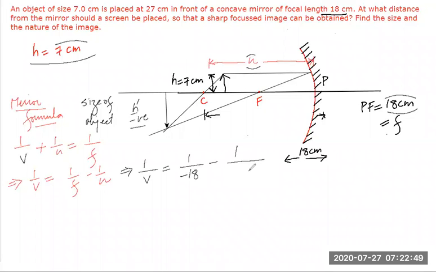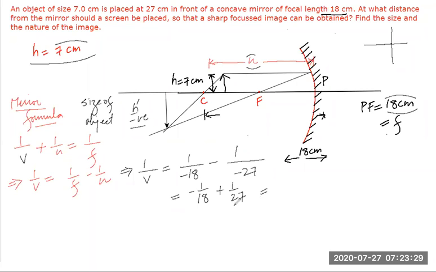What value I'll take? Whether I'll take 27 or minus 27? So minus. Why? Because it is on the left side. Because this P is like origin of x and y axis, and any distance on the left side of origin is taken negative towards the principal axis. So this becomes 1 by V equals minus 1 by 18 plus 1 by 27. Am I right, students?